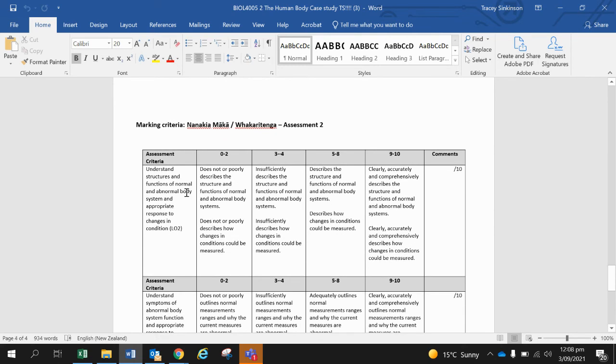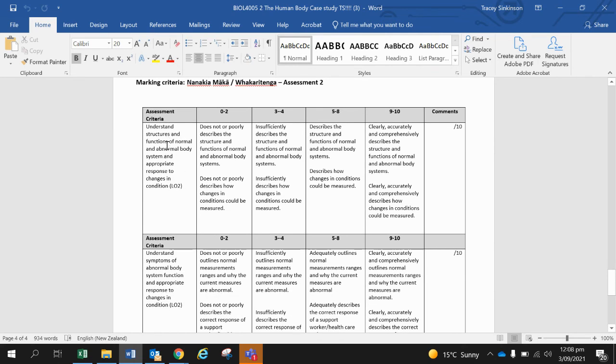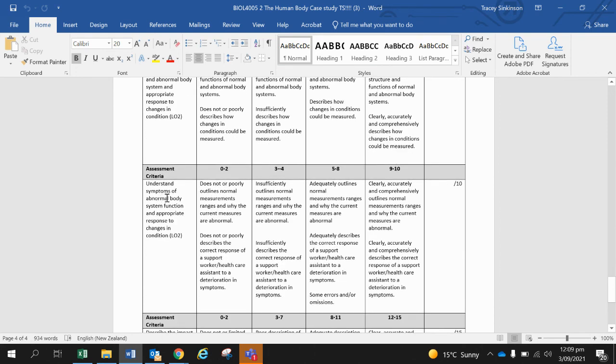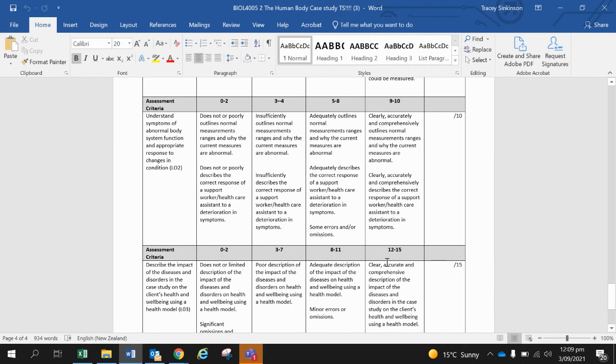Here's the rubric. I had to do little things on it. Understand the structure and functions of the normal and what's going wrong, abnormal body system and response management. So if you've really done a good description of the pancreas and digestive system and what's going wrong when someone has diabetes, you're going to get top marks. Same with the UTI, same with chronic renal failure. Here then, understand the symptoms of the abnormal body system's function and appropriate response management. So what are all the symptoms and why are those symptoms happening? Okay. And how are you responding to them, which is that third question. Cool. Well, third and fourth question you can see there. So a little bit of depth there.